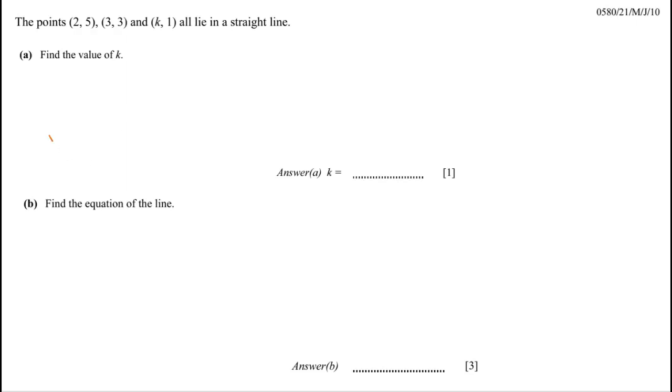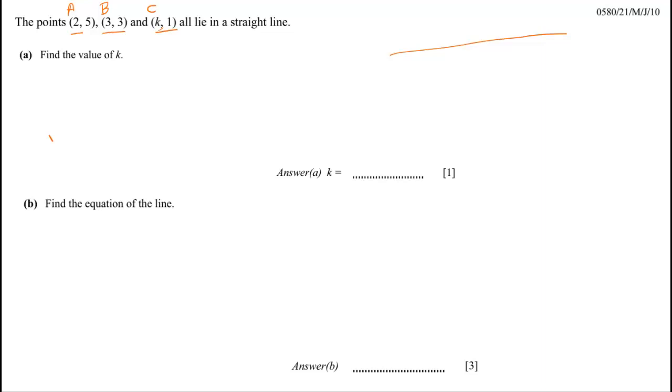Points, these 3 points lie in a straight line. Find the value of k. So these 3 points, let me draw a straight line. Let me call this A, this is point B, and this is point C.